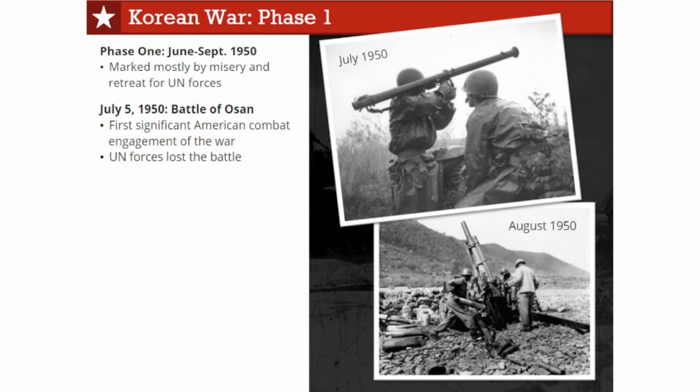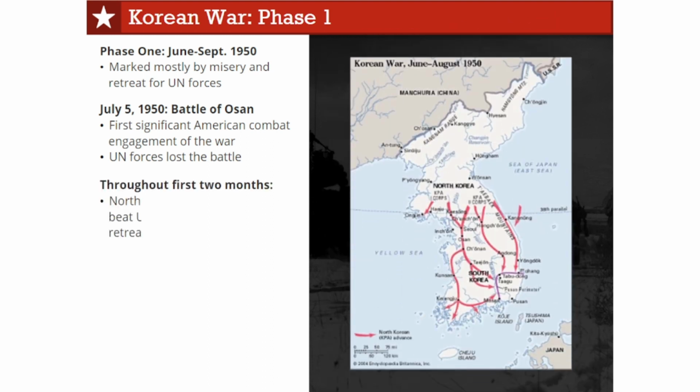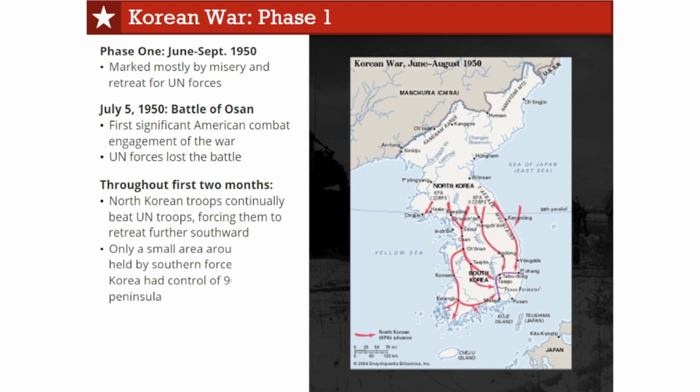UN forces were unable to hold back the enemy at Osan, and the North Korean army continued to push further south. Throughout the first 2 months of the war, North Korean troops steadily advanced southward down the peninsula, beating UN troops in a series of engagements, forcing them to retreat further and further southward until only a small area around the port city of Pusan was held by Southern forces. At this point, North Korea had taken control of 90% of the Korean peninsula.